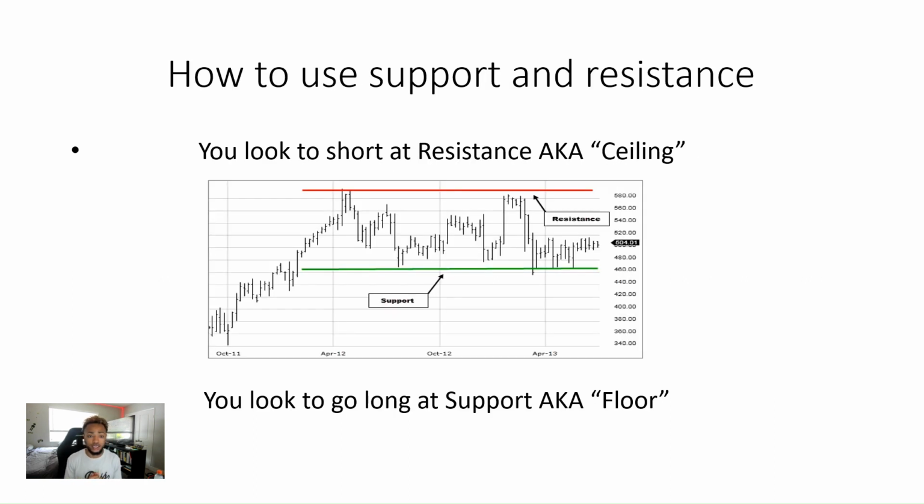Alrighty, this is a little example of how to use support and resistance. You look to go short at resistance, aka the ceiling. As you can see here, price reversed multiple times from resistance, which is where that red line is. It reversed a couple times drastically, actually. And if you flip the script, if you look at support here, you will look to go long at support. The reason why is that once price gets to support, it reverses every time to the upside. So that's basically the main idea of how you want to use support and resistance.